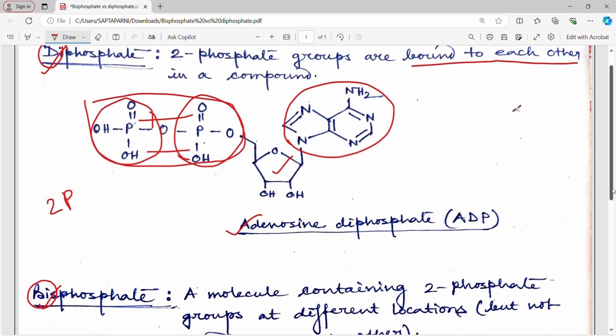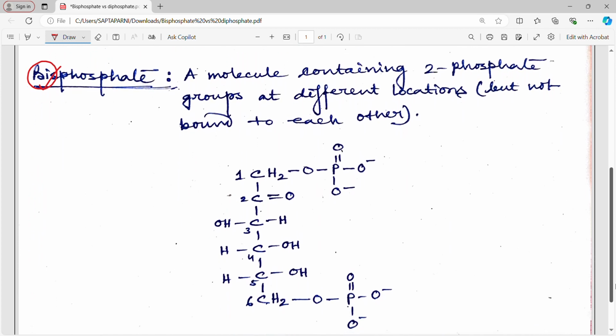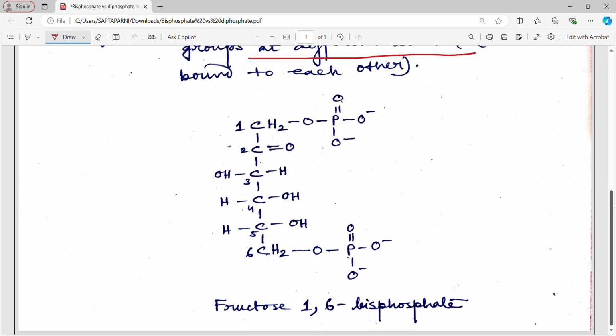Now coming to bisphosphate. In case of bisphosphate, there are also two phosphate groups present, but here the two phosphate groups are present at different locations on the same molecule. So see, this is an example of bisphosphate, the fructose 1,6-bisphosphate. You have heard about this molecule in the glycolysis pathway.